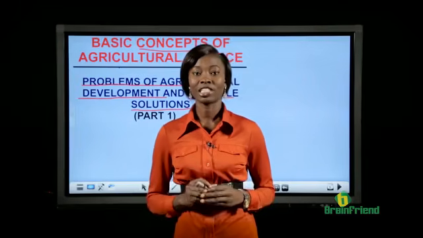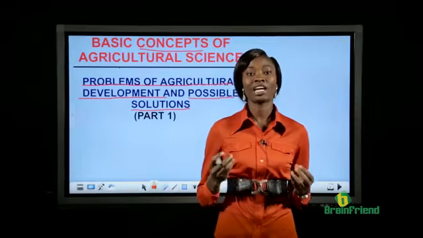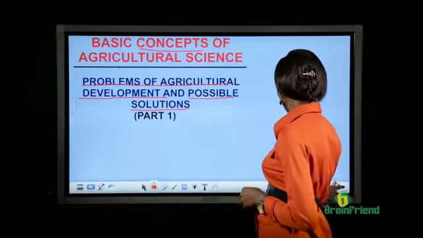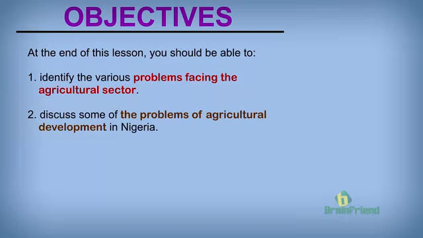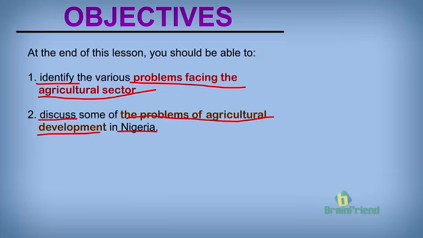In the course of this lesson, we shall be looking at the various problems encountered in Nigeria's agricultural sector and their implication in the development of agriculture. At the end of this lesson, you should be able to identify the various problems facing the agricultural sector of Nigeria. You should also be able to discuss some of the problems of agricultural development in Nigeria.